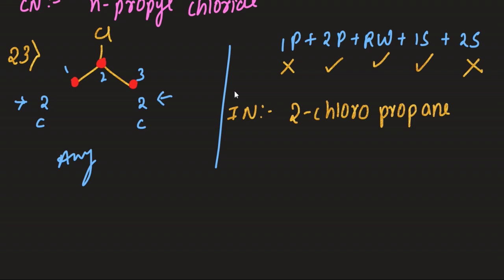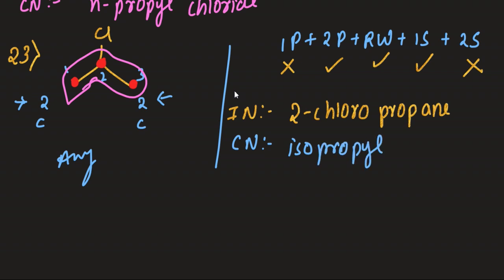Coming to the next one, can I say there is a 7 position? You can see here clearly, right? Are you able to understand there is a 7 position? 3 carbons, so 7 is there, which means can I call it iso? So therefore the common name is what? Iso. 3 carbons are there, propyl. Isopropyl chloride.